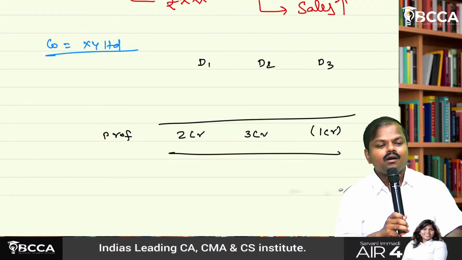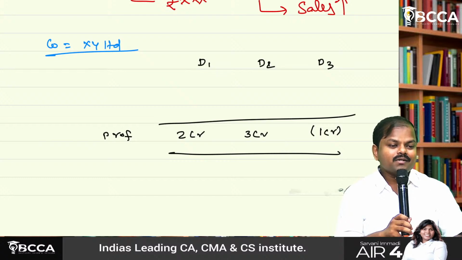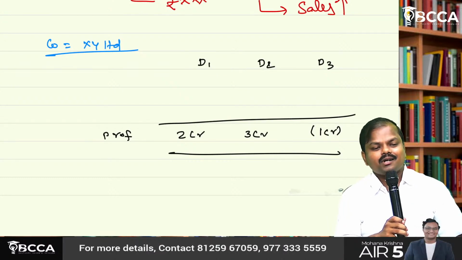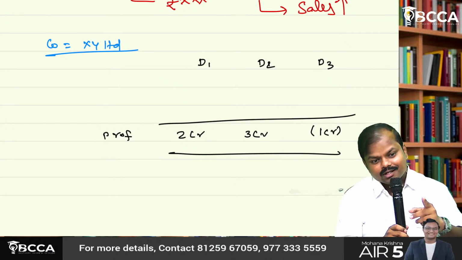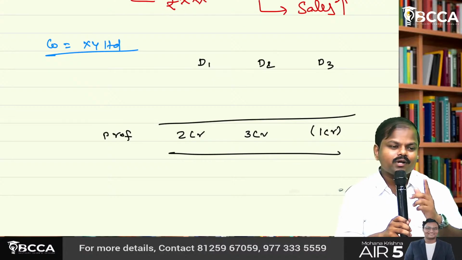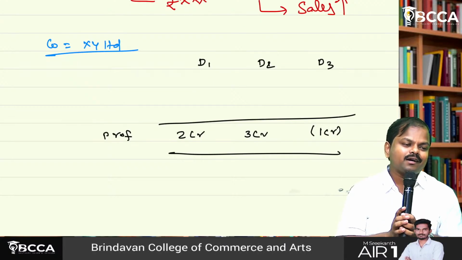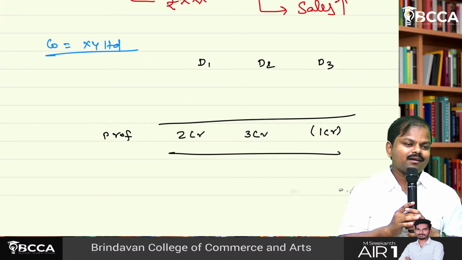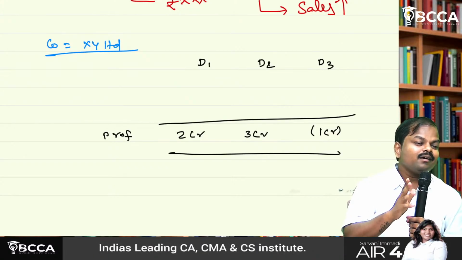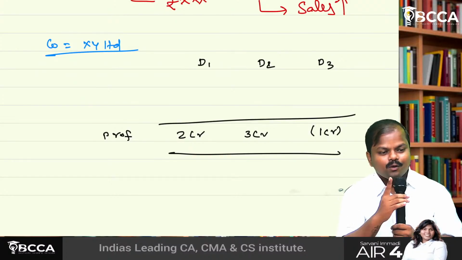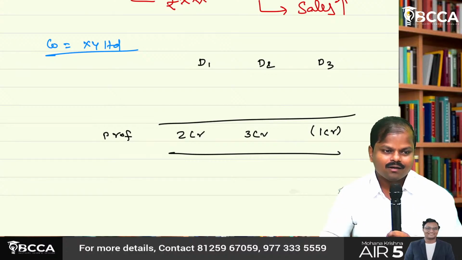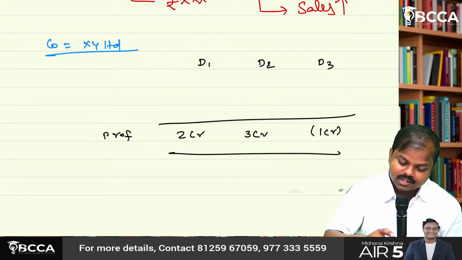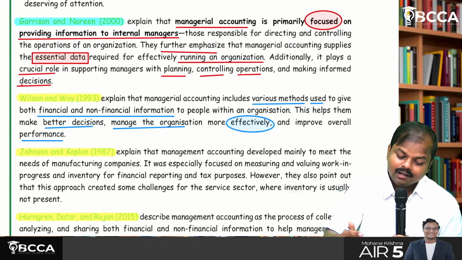Whether to continue the process, the D3, or discontinue, not only monetary, you should consider non-monetary also. As a management accountant, you should look at monetary as well as non-monetary. Both things you should observe. Excellent. Next.